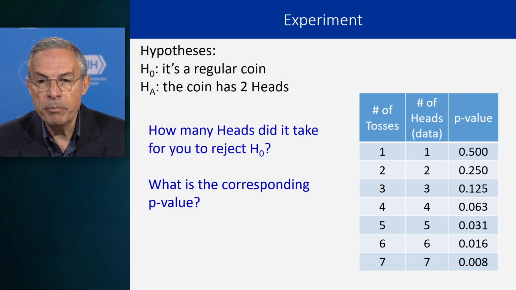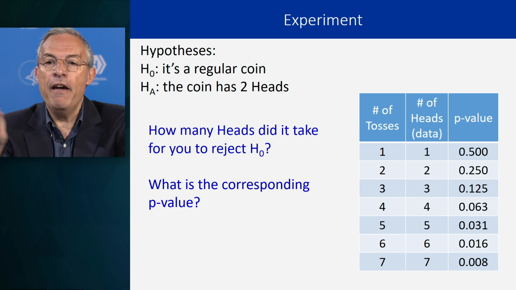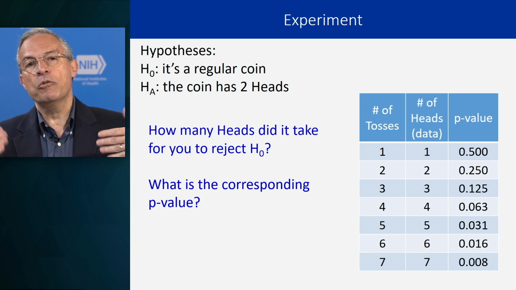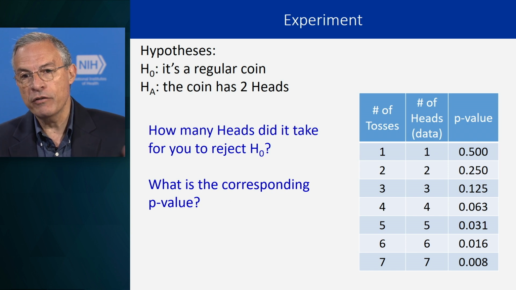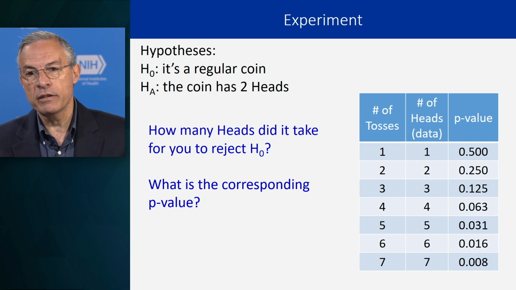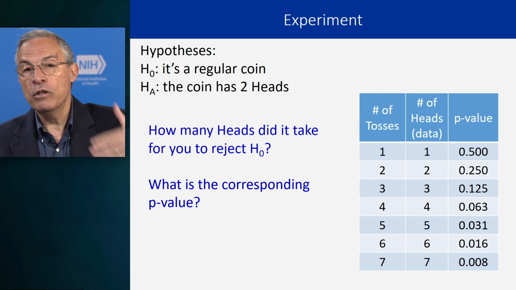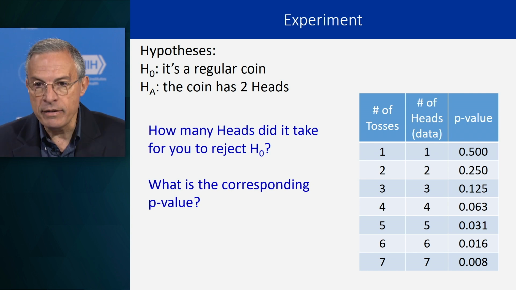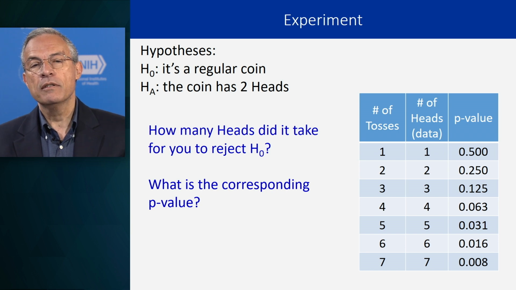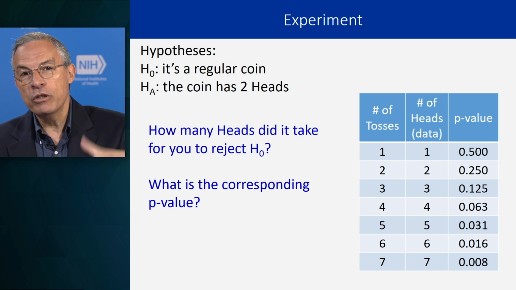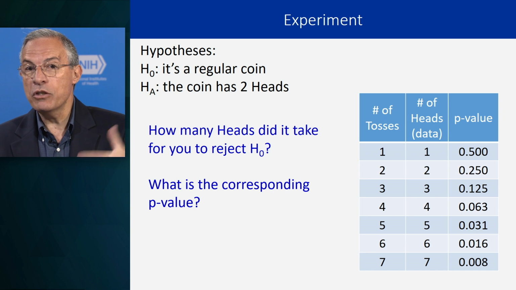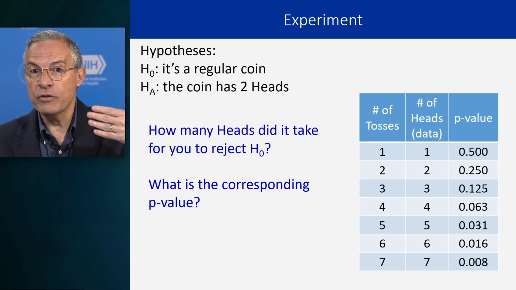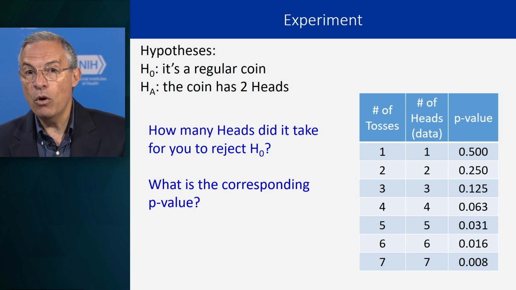What is the p-value? The p-value is basically saying, if I were tossing the regular coin, what is the chance of getting 1 head out of 1 toss? It's 0.5. Now we're talking about 2 tosses. If I were tossing the regular coin, what is the chance of getting 2 heads? 0.25. If I were tossing the regular coin, what is the chance of getting 7 heads out of 7 tosses? 0.008.